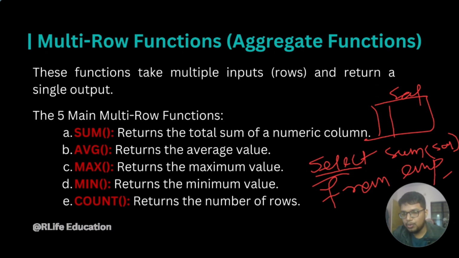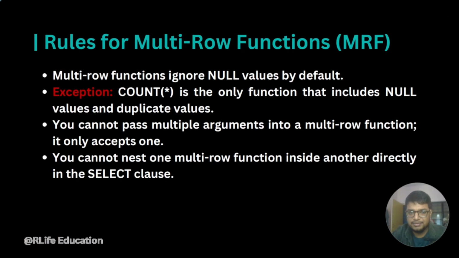This is how we are going to write the multi-row function. There are some specific rules when we are using this multi-row function. Let's see that. First rule: multi-row functions ignore null values by default.